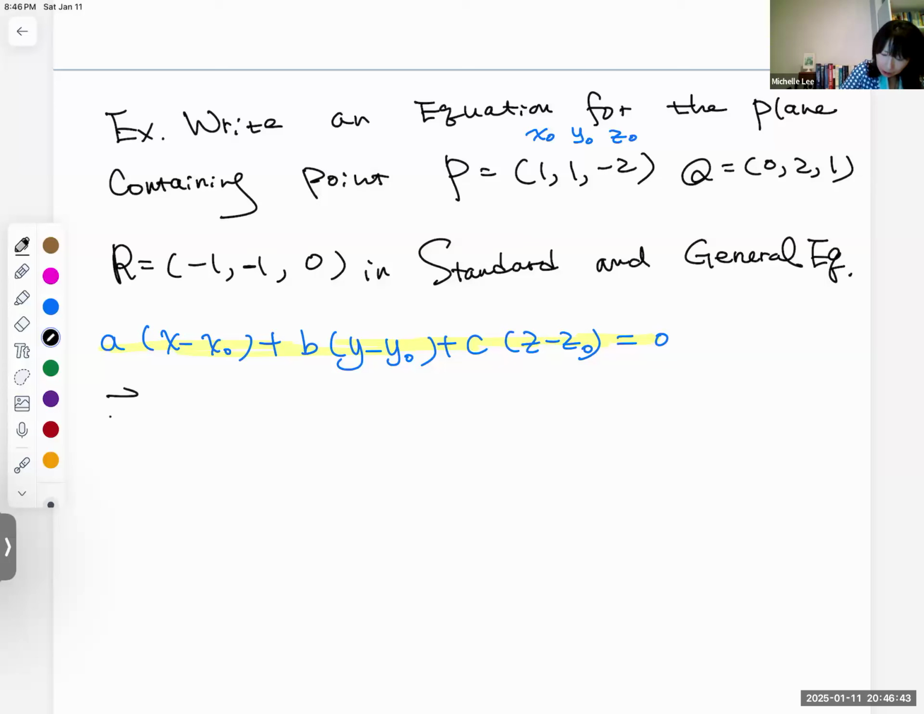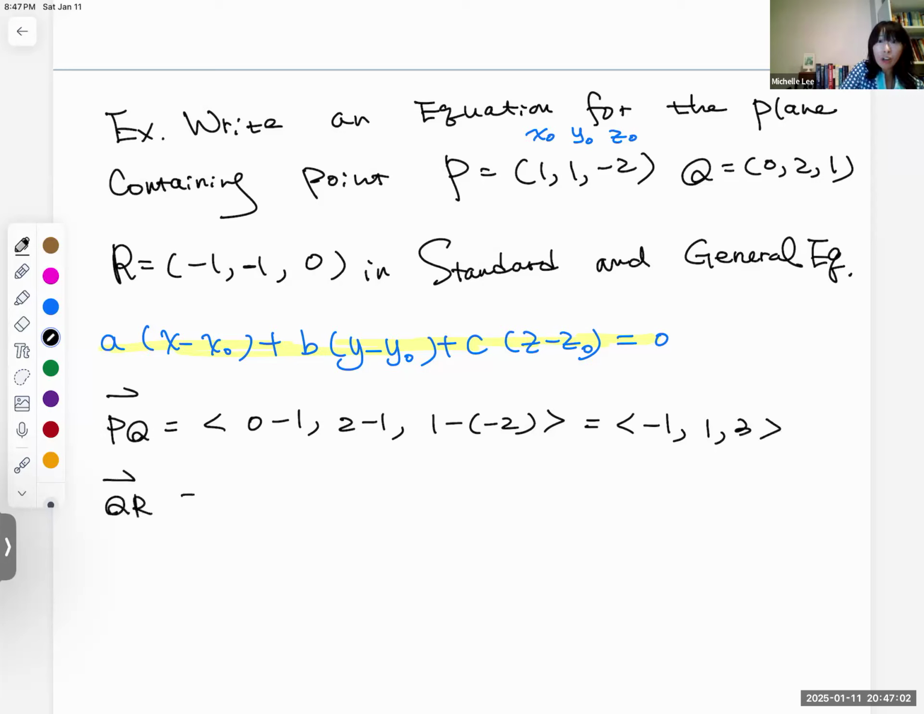So vector PQ: 0 minus 1, 2 minus 1, 1 minus minus 2. Then we get negative 1, 1, 3. How about QR? Then R, negative 1, 2, minus 0, 2.